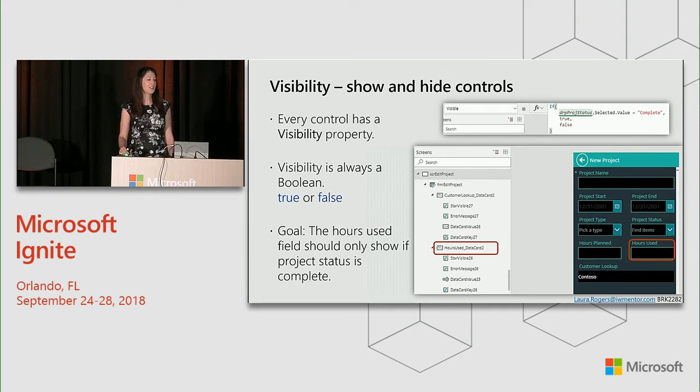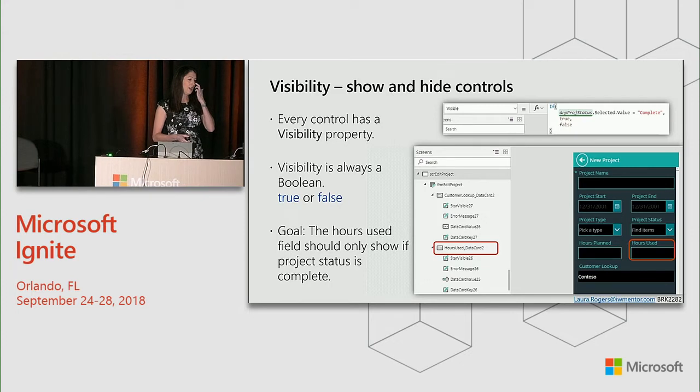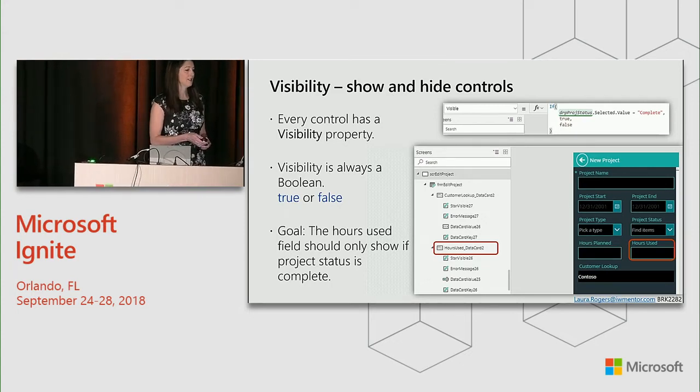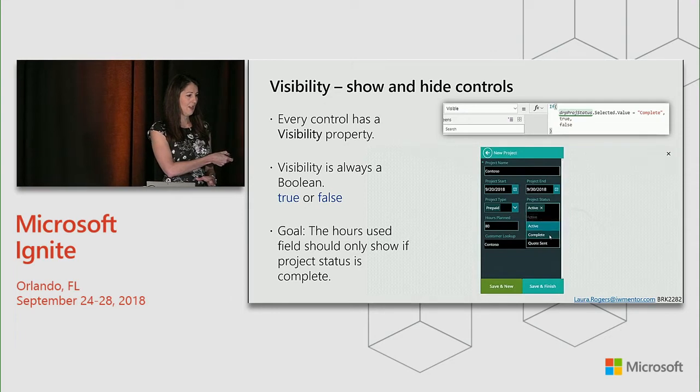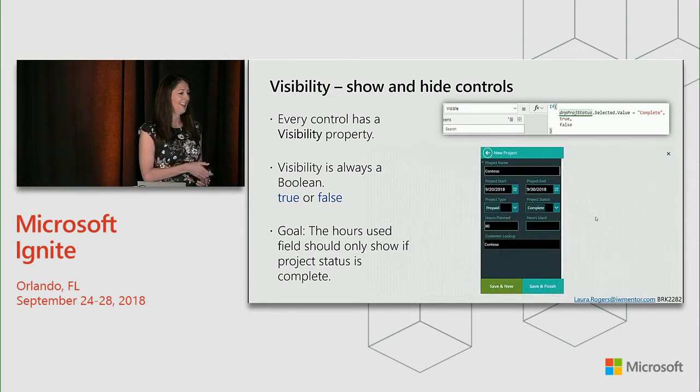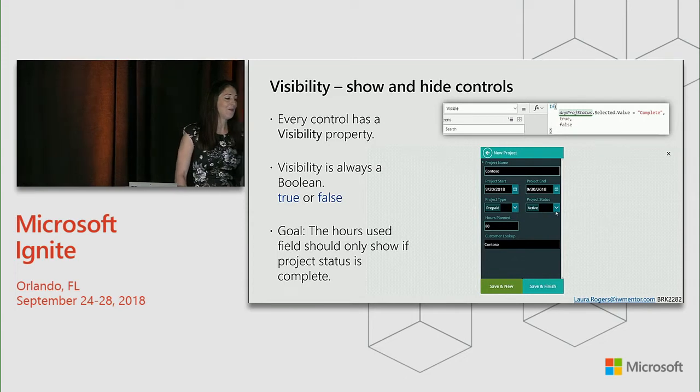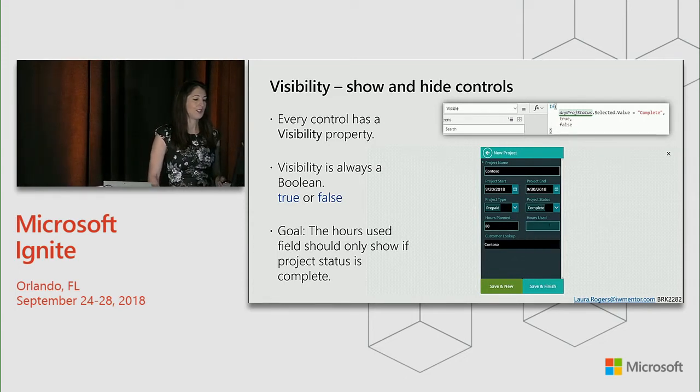In this case, the project status drop-down box is called DRP Proj Status. So I'm referring to the value in that drop-down box. And you can see I've got a little animation here where it shows the project status. Let's see, is it doing it? Yeah, there it goes. So in this case, the hours used field is only going to show if the project status is complete. So you can see as soon as I change it to complete, the whole hours used card just appears. And when I change it to something else, the whole hours used card disappears.